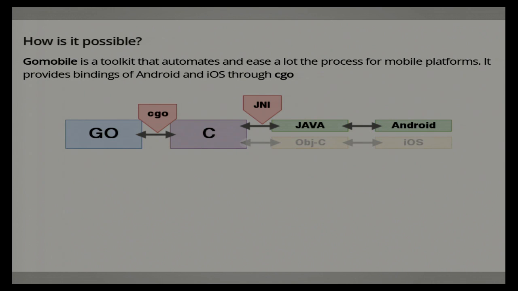I will not spend much time here, but Java applications, which are Android, could run C code via Java Native Interface, and Go could communicate with C code also with CGO. This is similar to whatever is there for iOS devices.